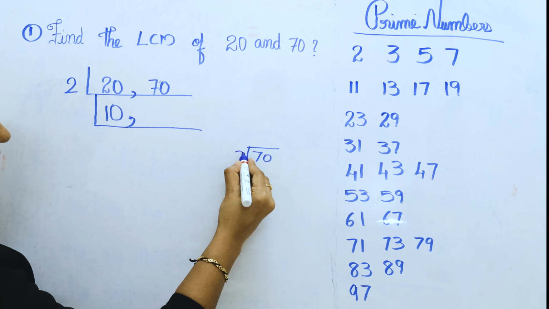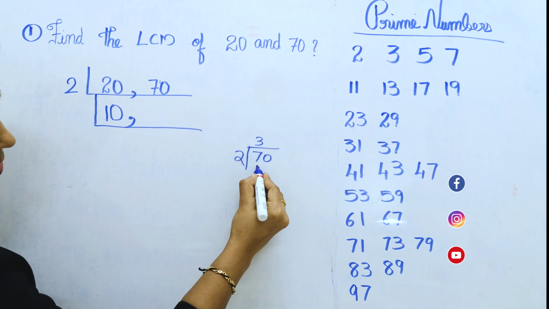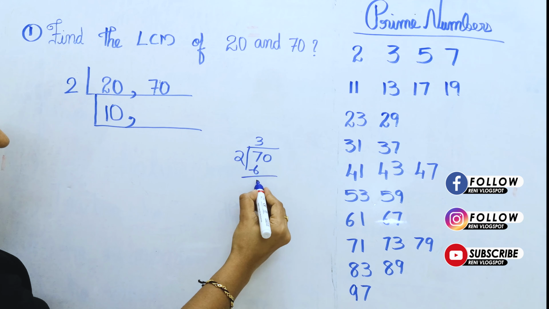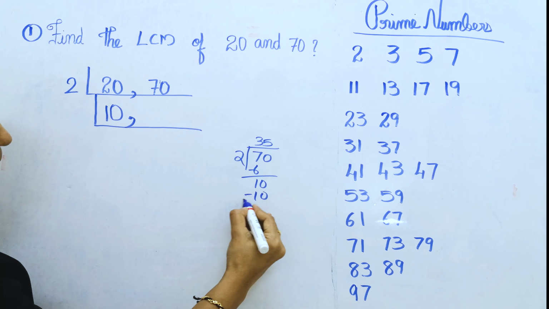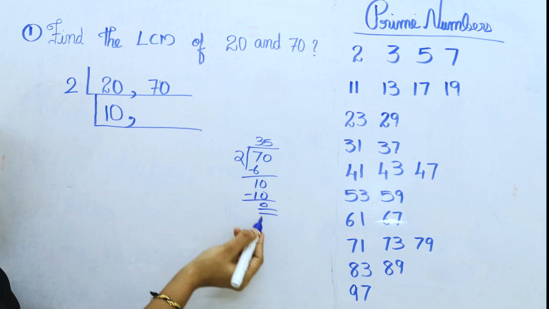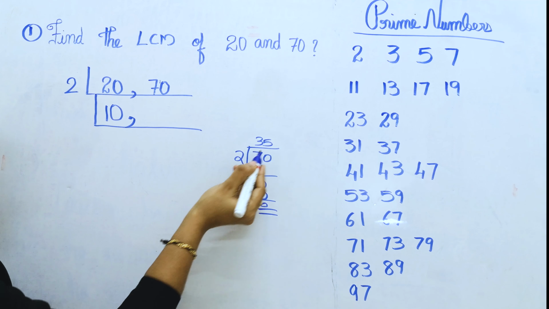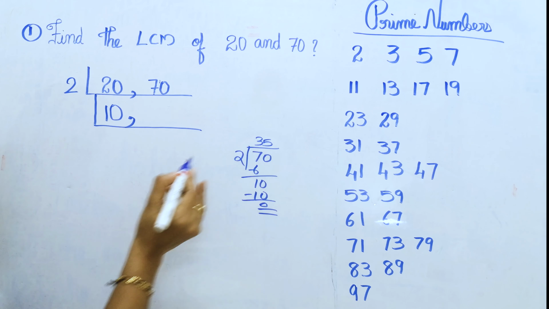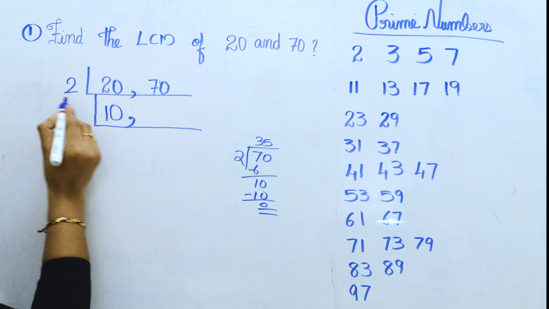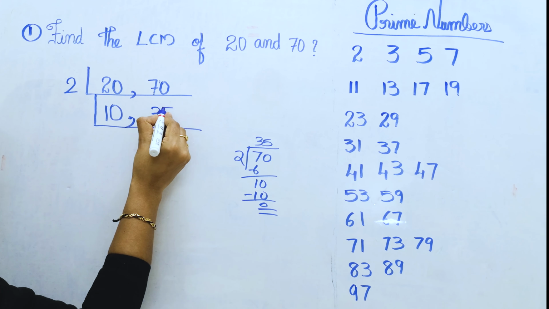70 divided by 2. 2 threes are 6. 7 minus 6 is 1. Then bring the 0 down. 2 fives are 10. So if you are getting the remainder 0, then 2 and 35 are the factors of 70. Or we can say 70 is a multiple of 2 and 35. So 2 35s are 70.